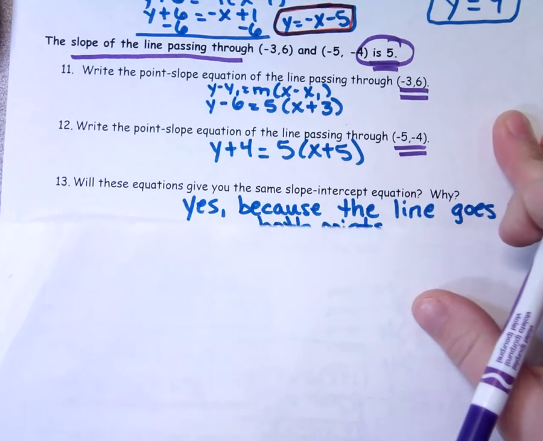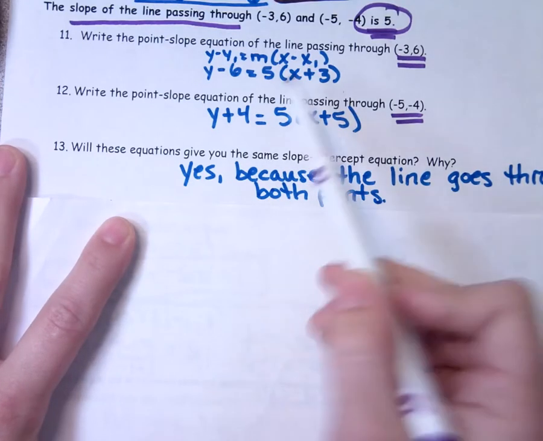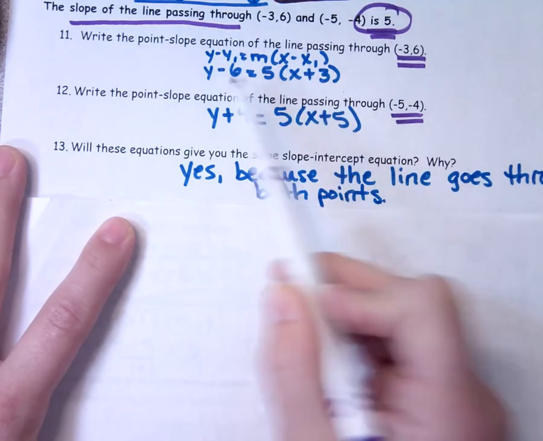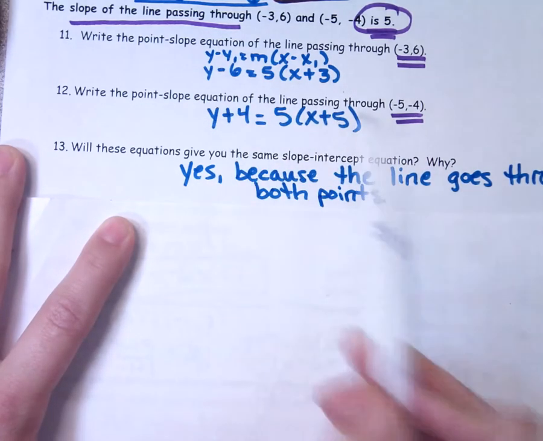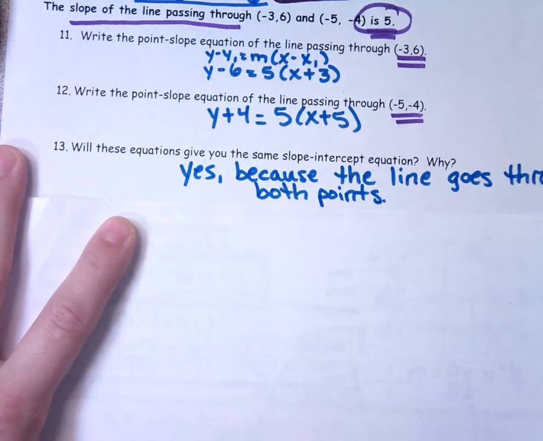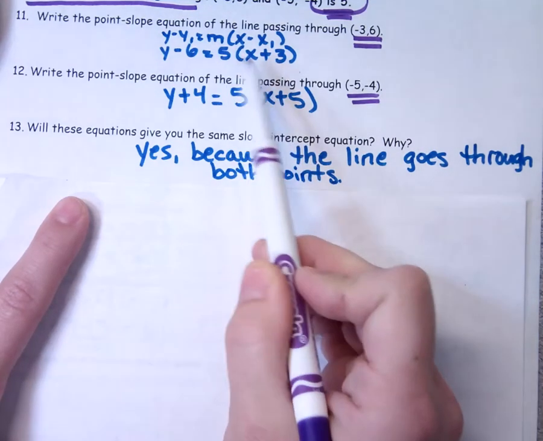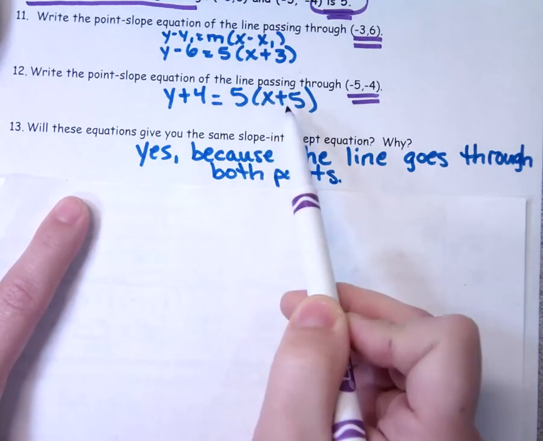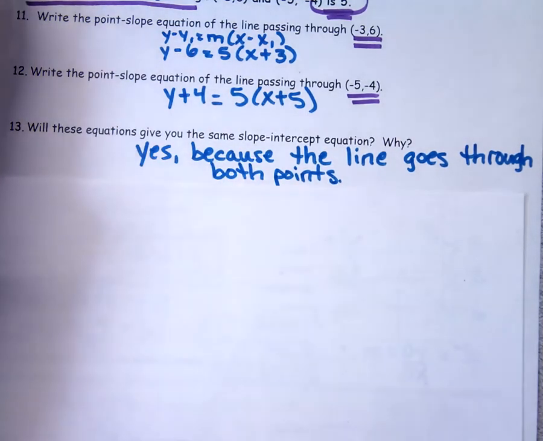13 wants to know, will these equations give you the same slope-intercept equation, and why? Well, I wouldn't know officially unless I distributed and added the 6, distributed and subtracted the 4, but these will give me the same equation if I put them in slope-intercept form. And that's because the line is going through both points, and so they have to be the same equation. But if you wanted to prove it to yourself, you could work this one out, add the 6, subtract the 4. You'll end up with the same equation for both.